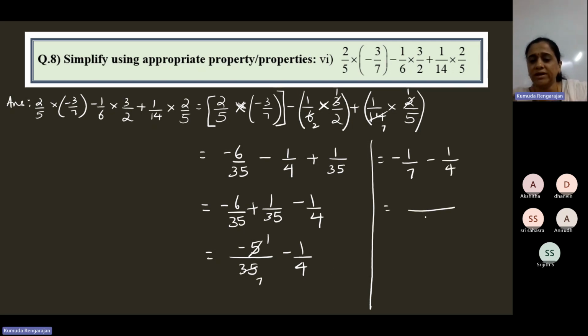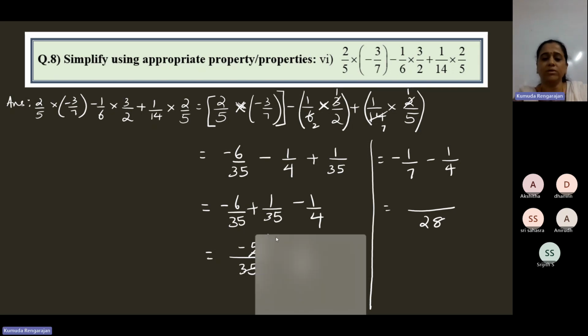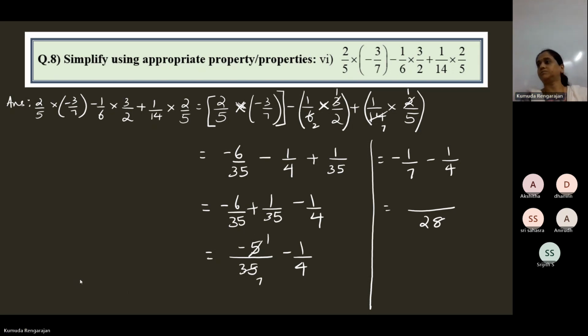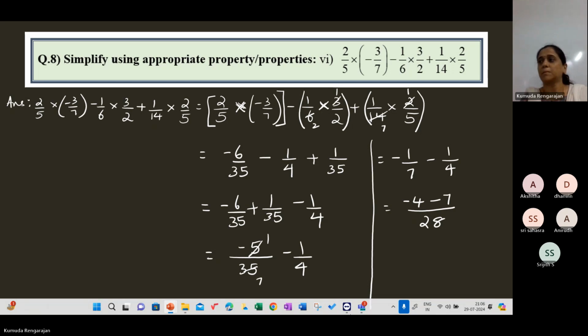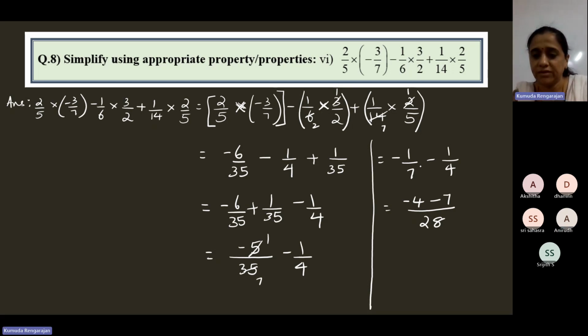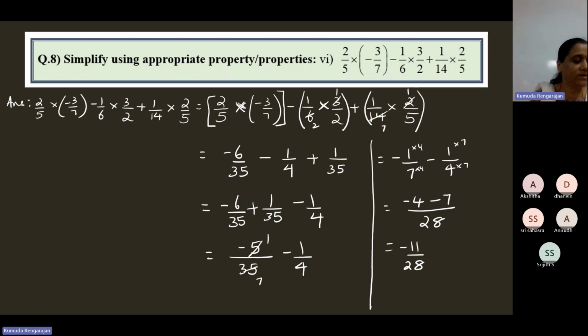Now the LCM is 28. So what will come in the numerator? Ma'am, minus 4 and 7. Minus 4 minus 7, because into 4 you should do 7 4s are 28. Here into 7. Yes, ma'am. Minus 11 by 28. This is the answer.